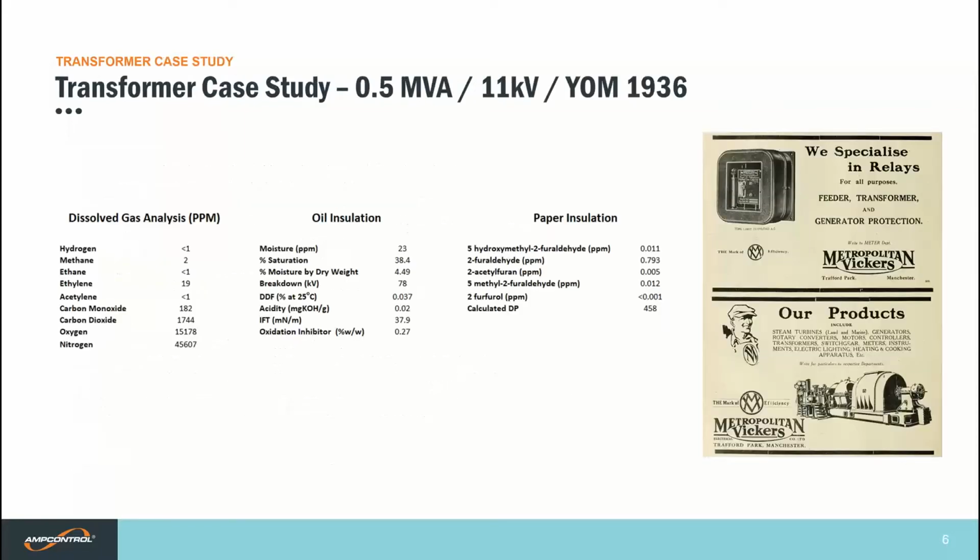So this is our first case study. Let's have a quick look at the test results for this transformer. Ampcontrol samples and tests this transformer each year, but listed here are just the 2020 test results. This transformer was manufactured in the UK in 1936, so it's 85 years old and it's still in operation. The dissolved gas analysis results don't indicate any abnormal conditions. The dissolved oxygen levels are not low. However, the oxidation inhibitor levels are good.